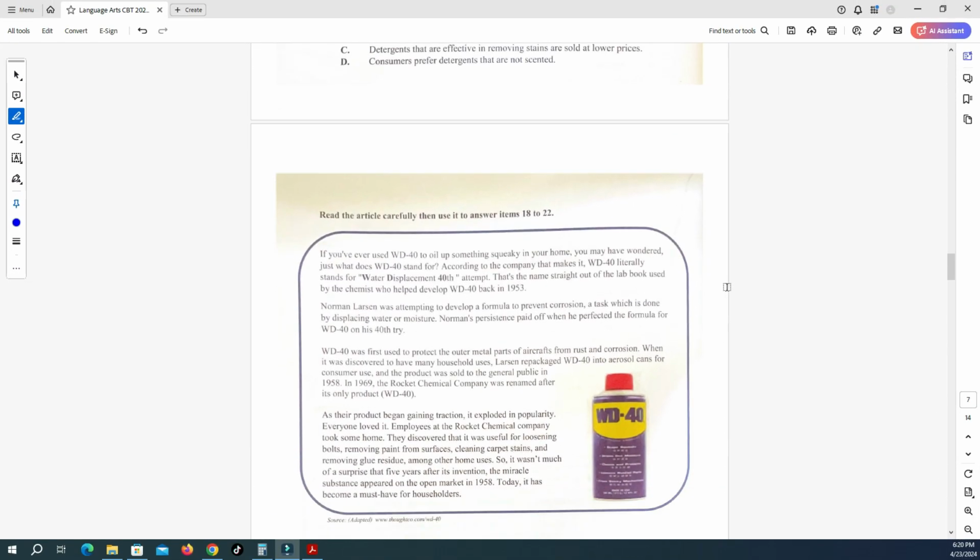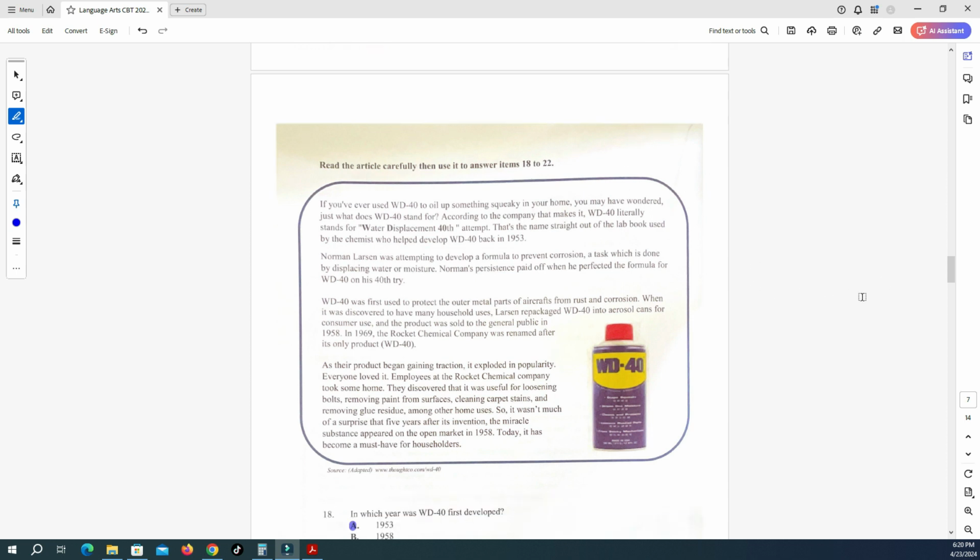All right, let's move into another article that we need to read from 18 to 22. So here goes. If you have ever used a WD-40 to oil up something squeaky in your home, you may have wondered, just what does WD-40 stand for? According to the company that makes it, WD-40 literally stands for Water Displacement 40th Attempt. That's the name straight out of the lab book used by the chemist who helped develop WD-40 back in 1953.